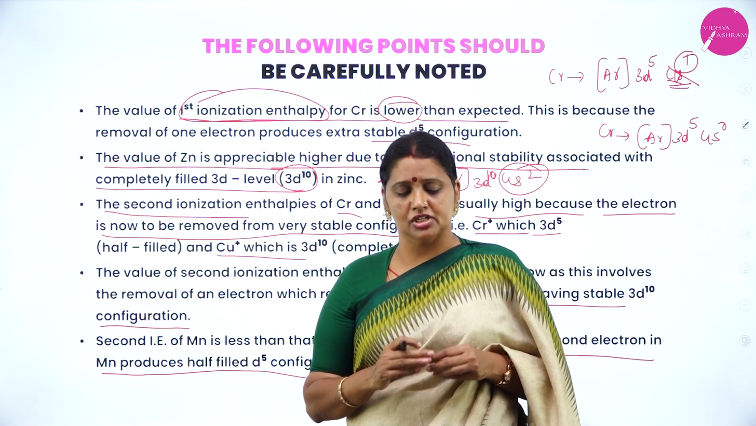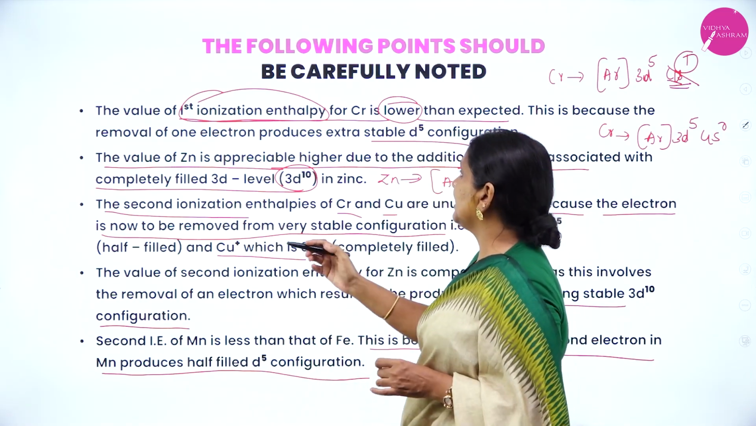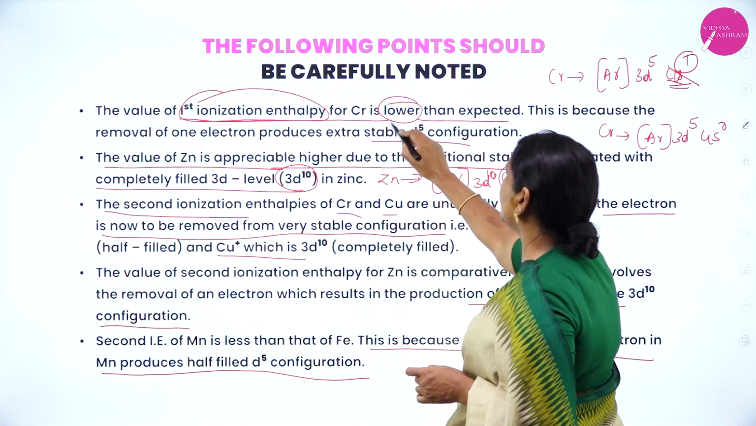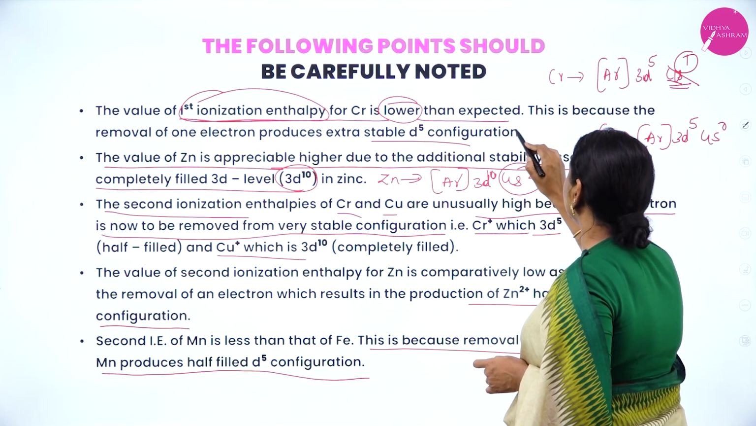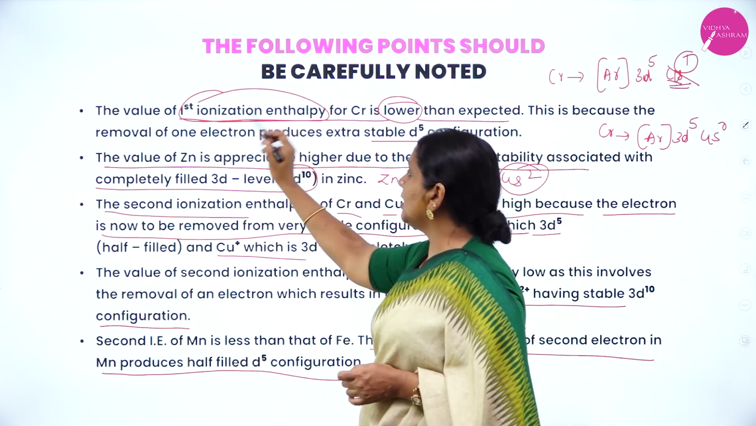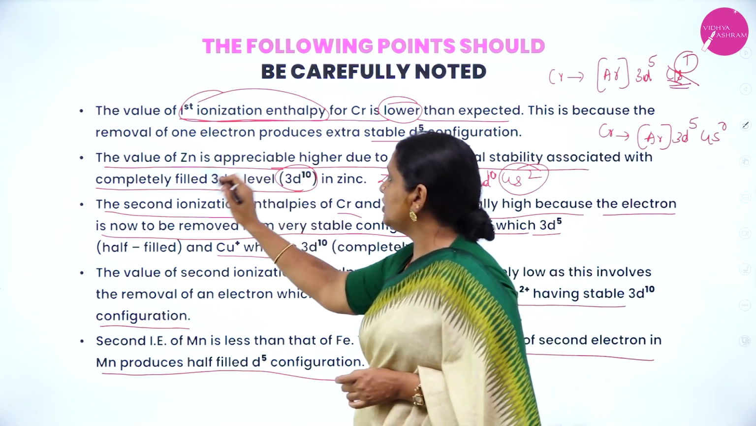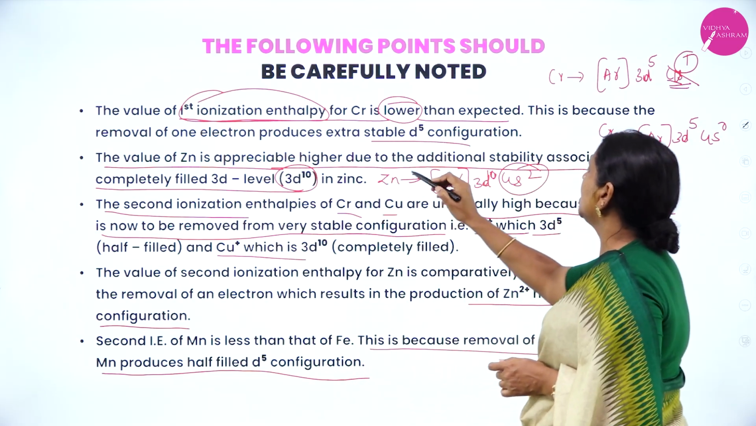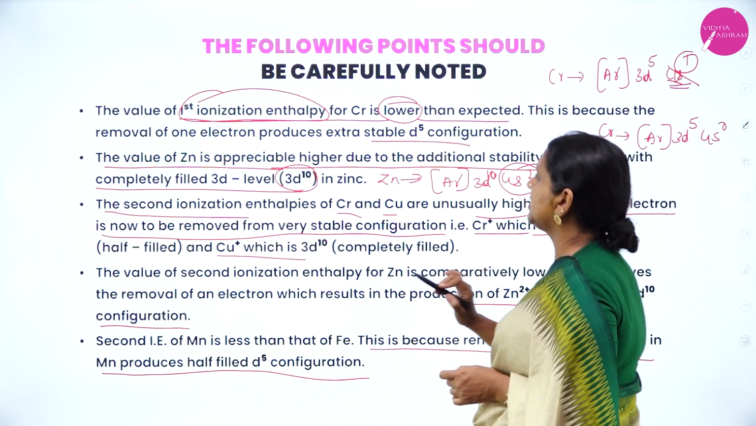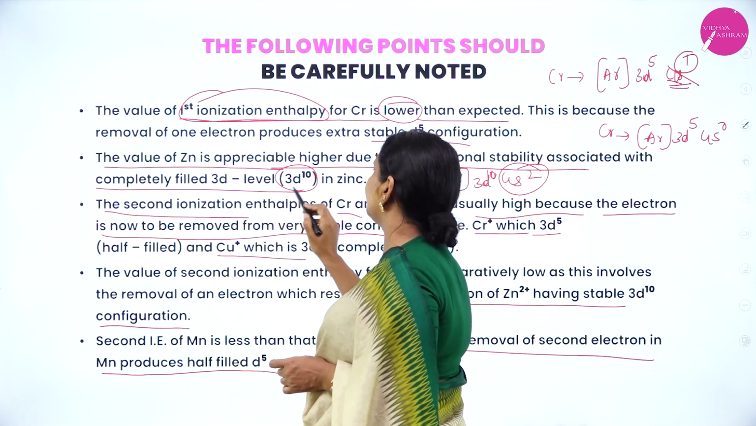So, once again, the first ionization enthalpy for chromium is lower than expected. This is because the removal of one electron produces an extra stable d5 configuration. The value for zinc is appreciably higher due to the additional stability associated with the completely filled 3d level in zinc.